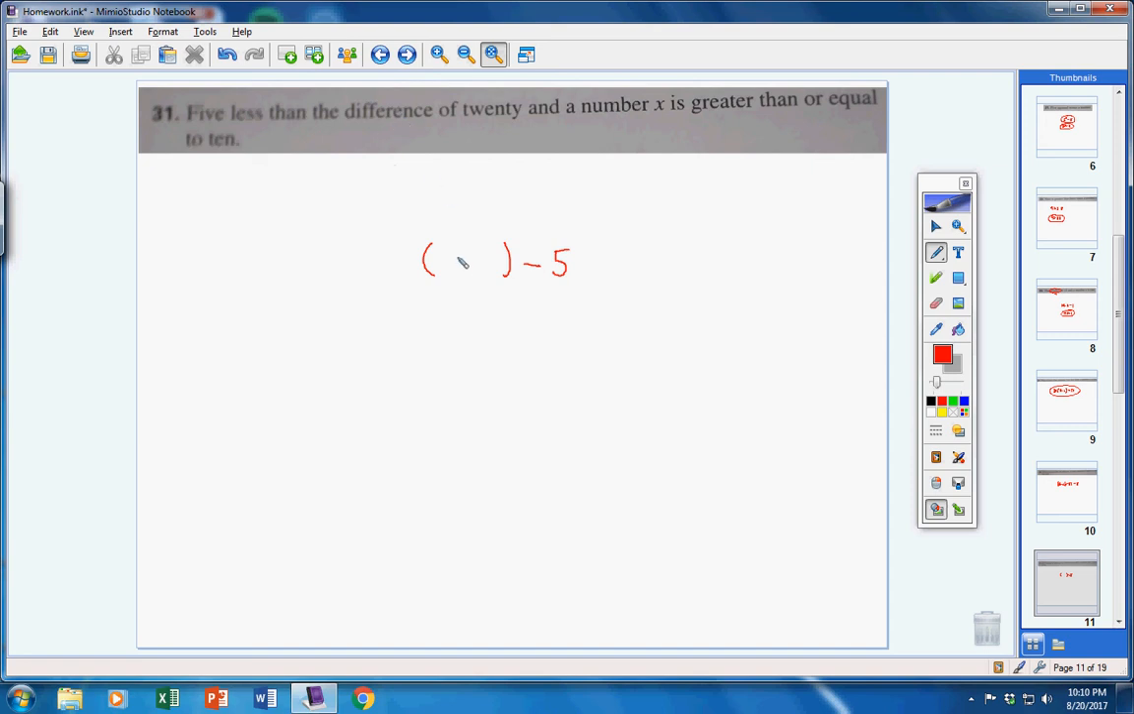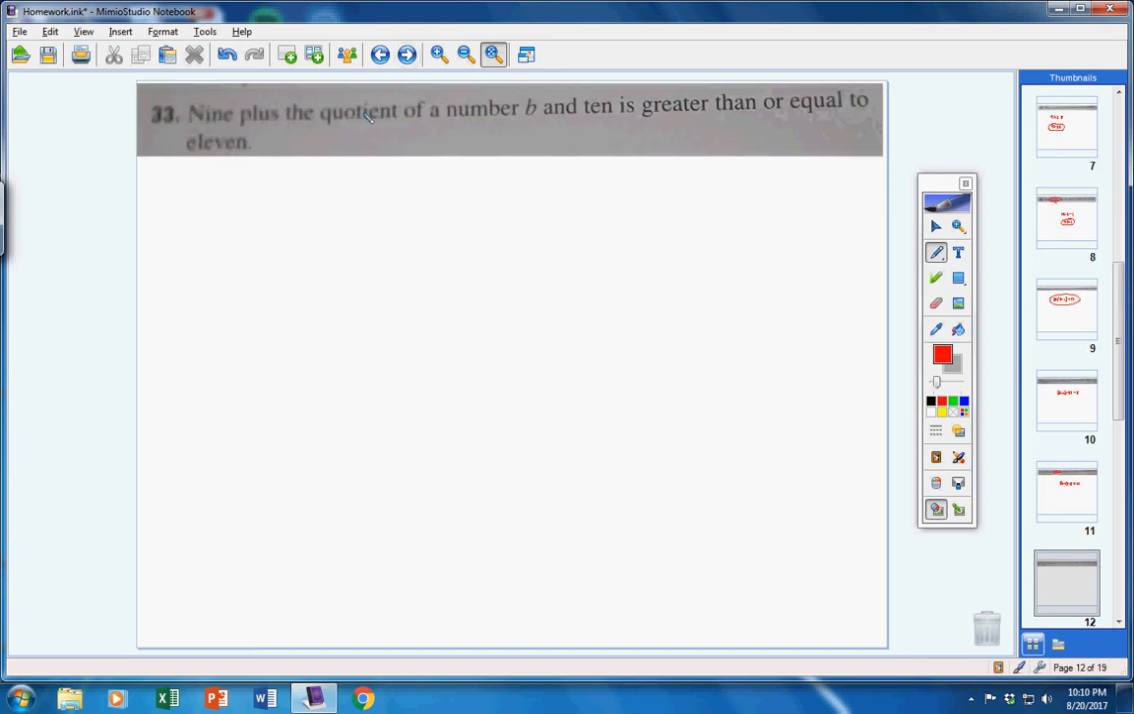Now difference means subtract. The difference of what? 20 and a number x. So 5 less than, we're subtracting 5. We're subtracting 5 from what? A difference. So I put my difference in parentheses. Difference means subtract. And what am I subtracting? 20 and a number x, okay, is greater than or equal to 10. And that is the correct answer. Alright, moving on to number 33.